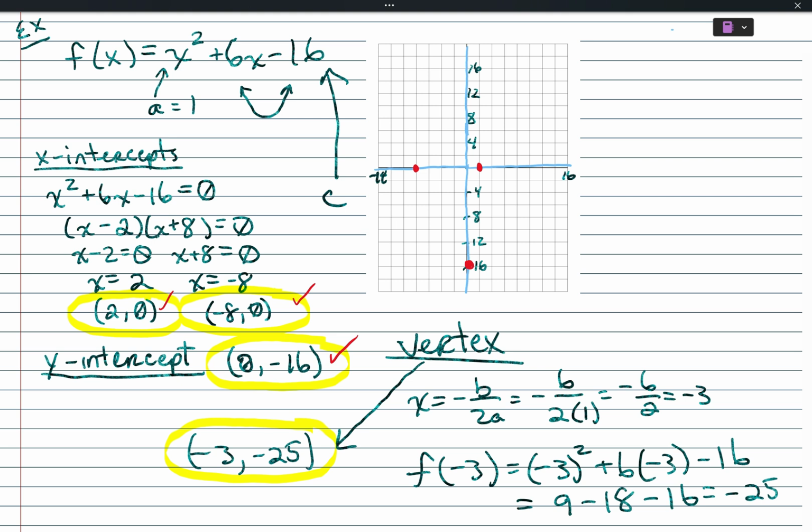Next, I'll do the vertex. The vertex is at negative 3, so we're counting by 2, so negative 3 is between 2 and 4. And then negative 25. Well, I went down to 16. 25 will be off the coordinate system a bit, but that's okay.